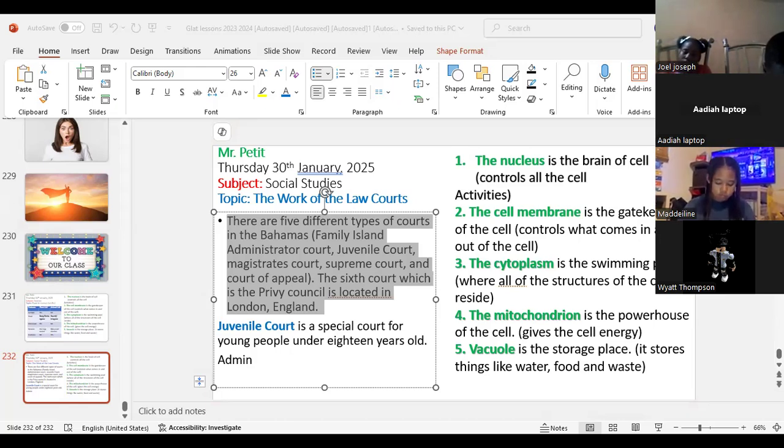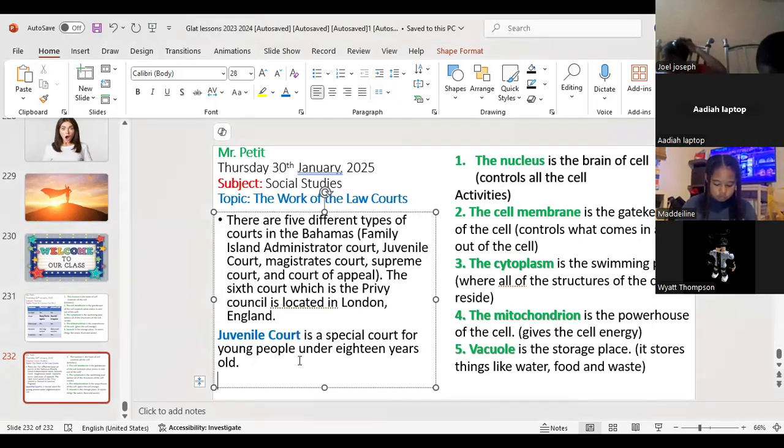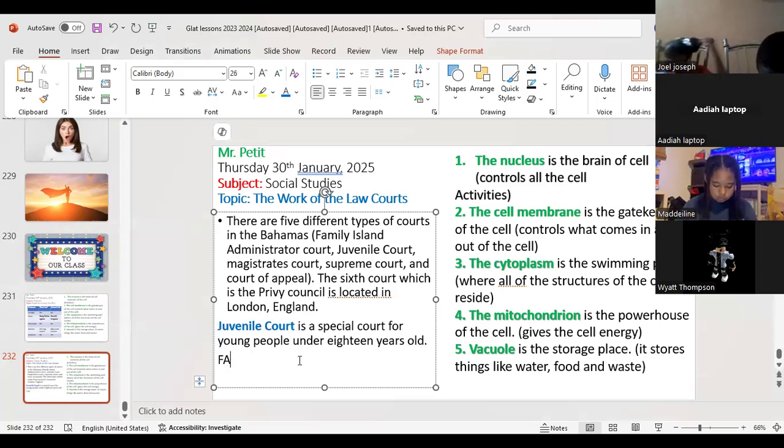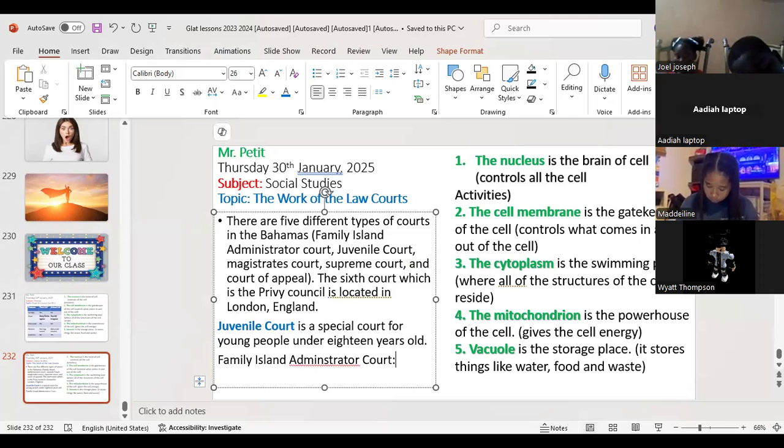All right, so then we have the Family Island Court. It handles minor legal matters on the Family Island. So Family Island Administrative Court. Anyone ever been to the Family Island? Anyone? You haven't been to any Family Island before?